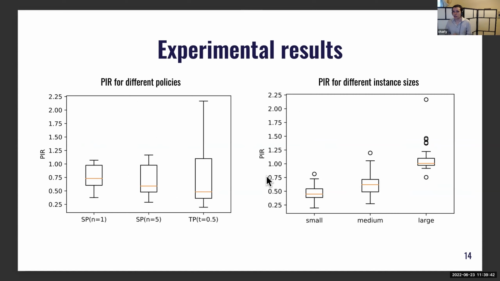And so here are the results. The PIR here is the primal integral ratio. If we're below 1, it means we're better than the baseline. We can see for the three policies that we tested, the body of the box plot is below 1. TP is more aggressive, so we have more outliers here. We tried different instance sizes: small, medium, and large. For both small and medium, we stayed below 1. However, for large instances, we have performance degradation. This is to be expected because we train on one small instance, and therefore this is out of distribution generalization.